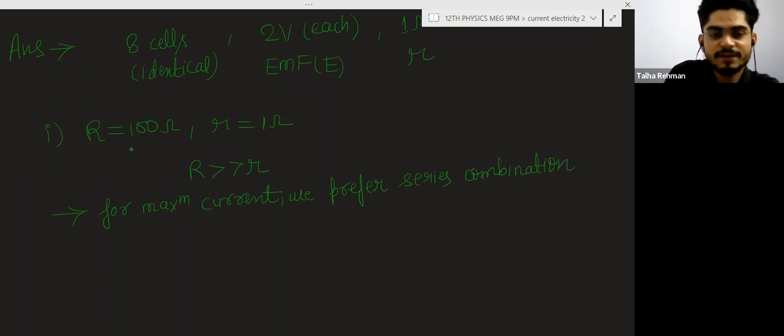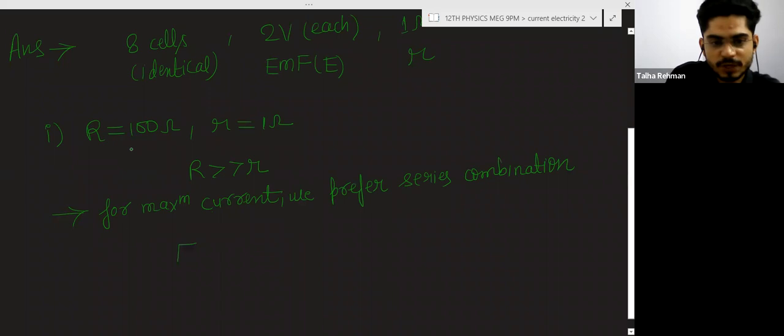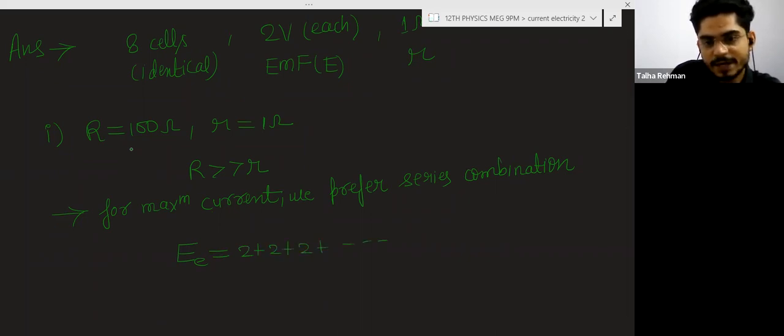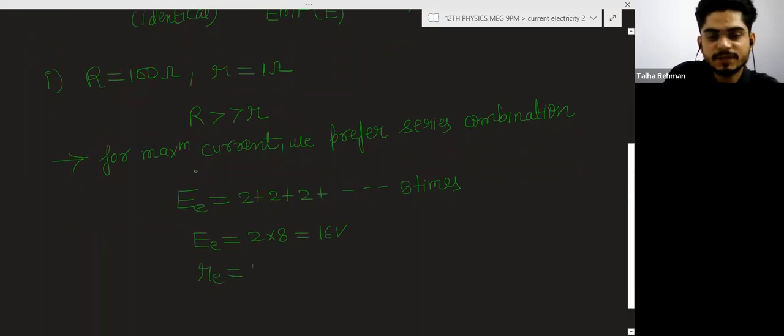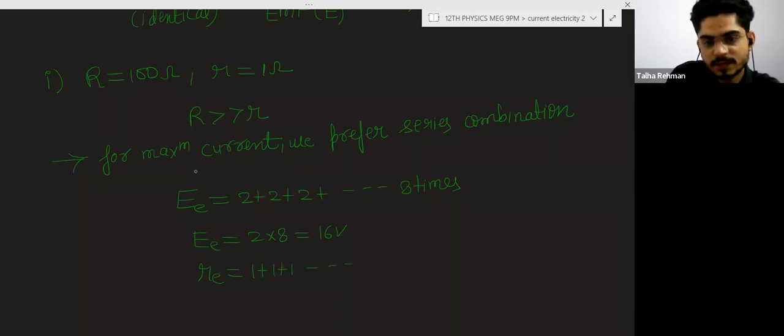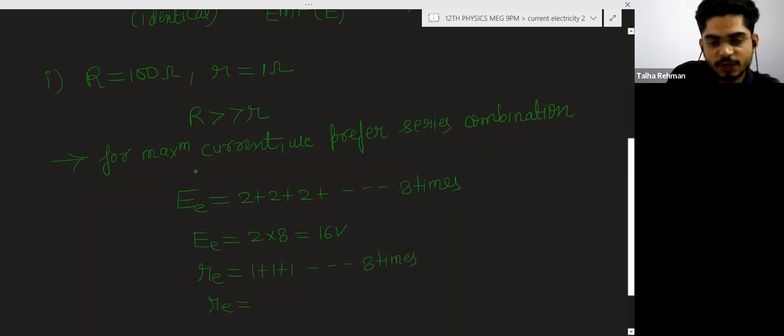If you are connecting 8 cells in series, what is the equivalent EMF you will get? You are adding 2, 8 times. So the equivalent EMF you will get is 2 into 8, which means 16 volt. And what is the equivalent internal resistance? You will add 1 plus 1 plus 1, 8 times. Then you will get 8 into 1, which means 8 ohm.